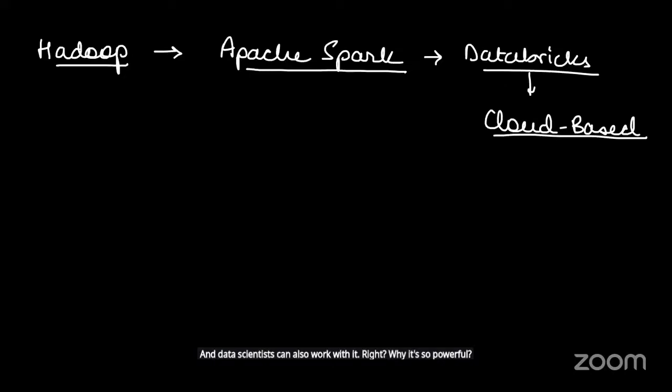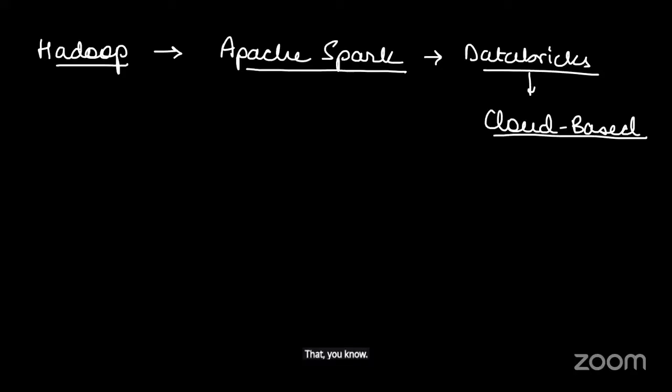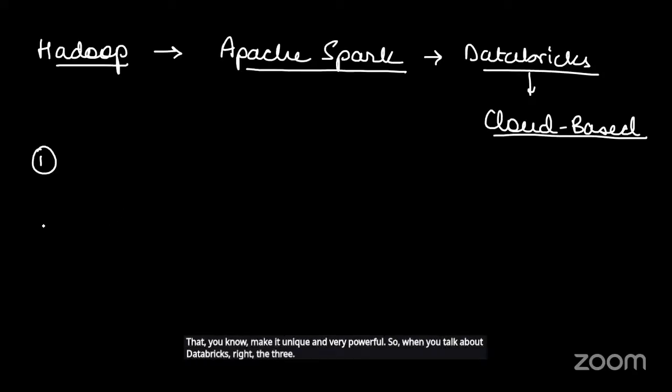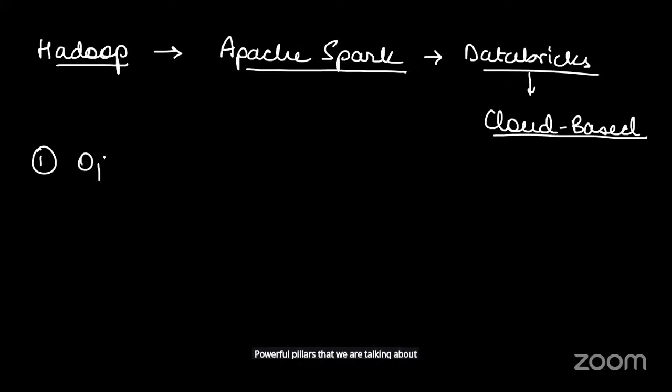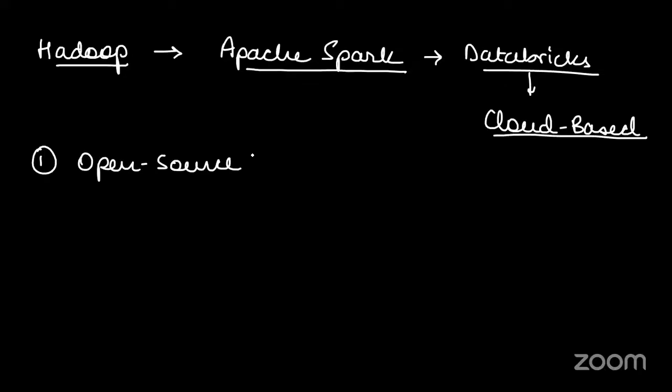Why is it so powerful? The dominance of Databricks is not an accident. There are three foundational pillars that make it unique and very powerful. First of all, the open source foundation. One of the most compelling aspects of Databricks is that its core is built on a very powerful, industry standard open source technology.